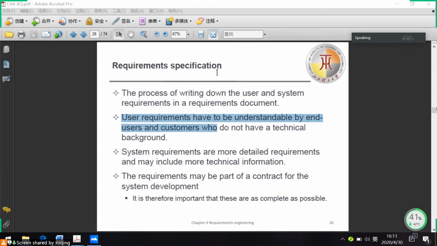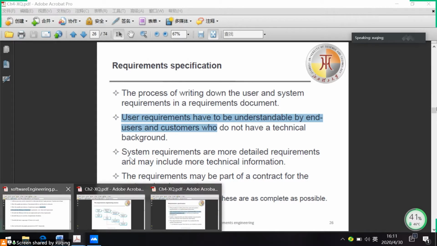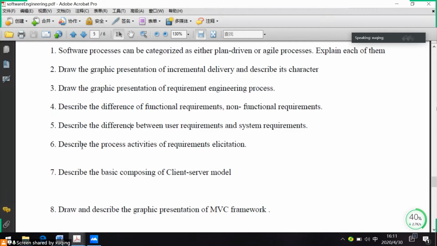Here is the fifth one. Now we'll continue with the sixth. Describe the process activities of requirements elicitation. Some ideas about this one?